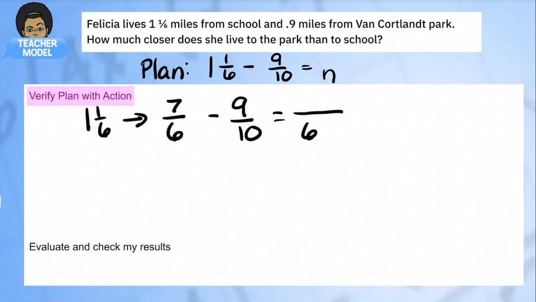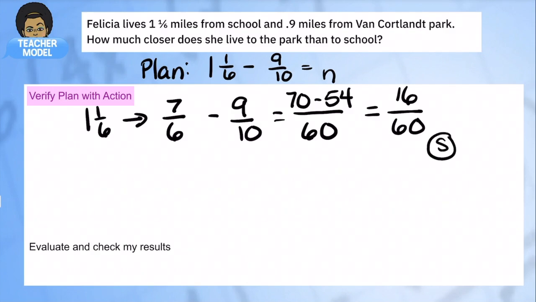6 times 10 is 60. 6 times 9 is 54, and 7 times 10 is 70. And remember, we're subtracting these two numbers. When I subtract 70 minus 54, I get 16/60. Definitely not improper, but we absolutely need to simplify.